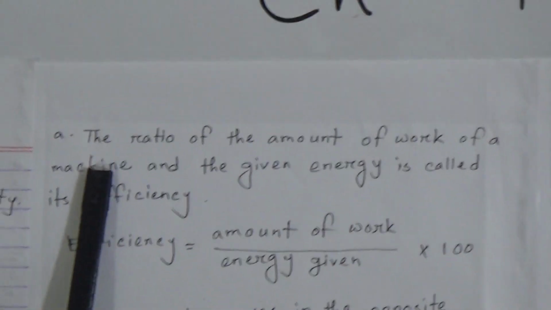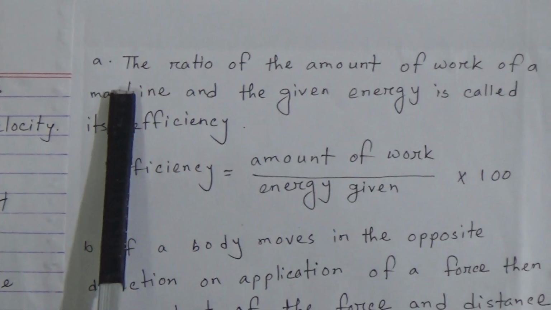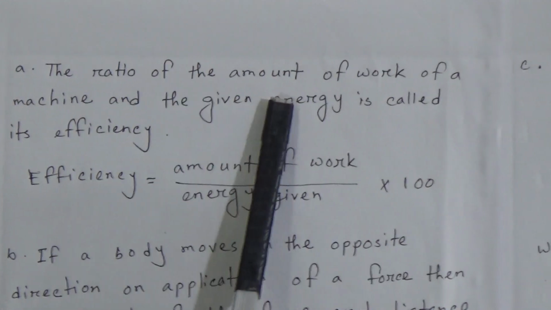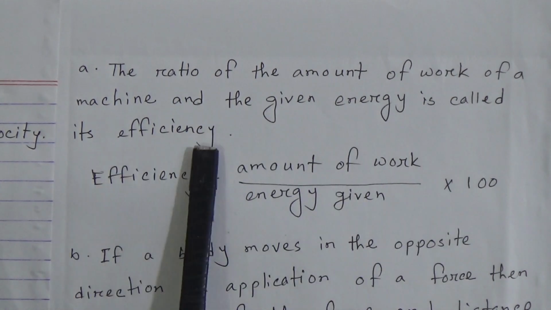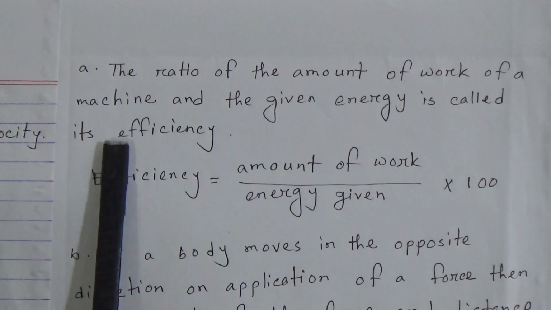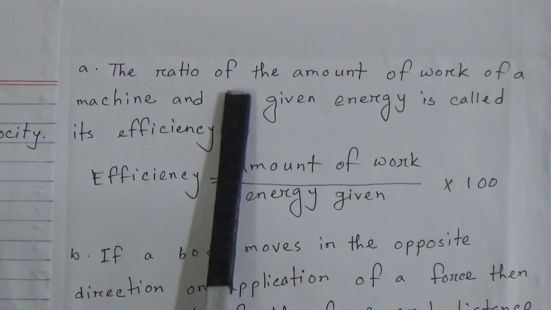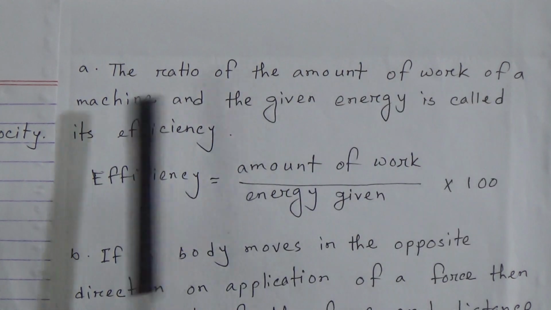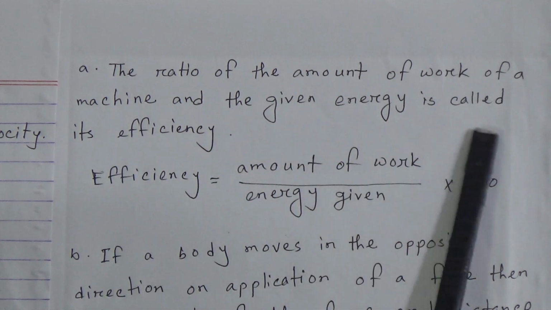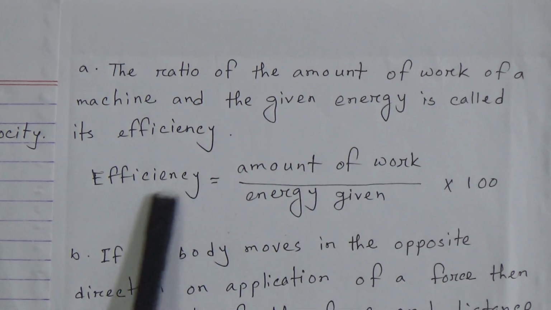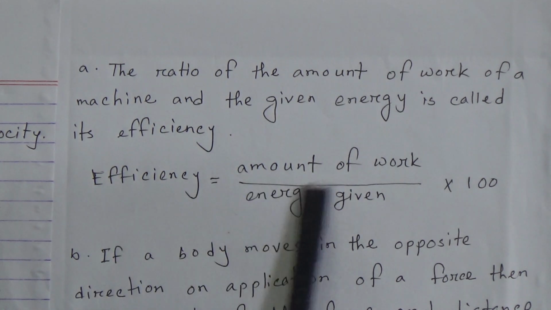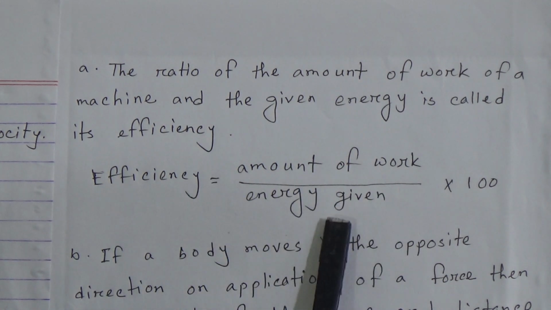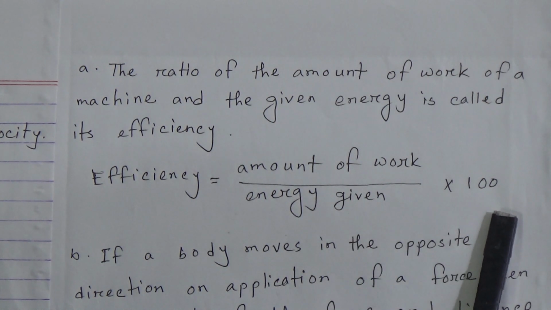Now question number A, what is efficiency? We have already learned this while reading the chapter. Efficiency means the ratio of the amount of work of a machine and the given energy. My dear students, the formula of efficiency is: efficiency equals amount of work divided by energy given, into 100.